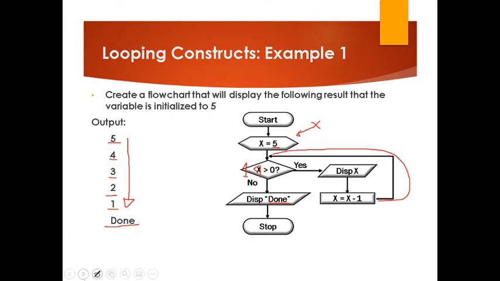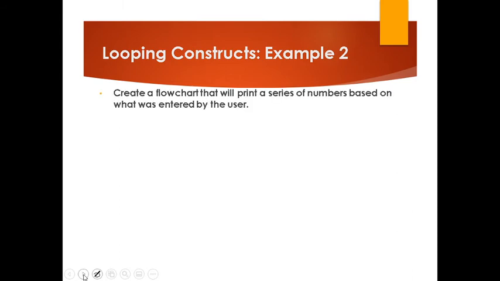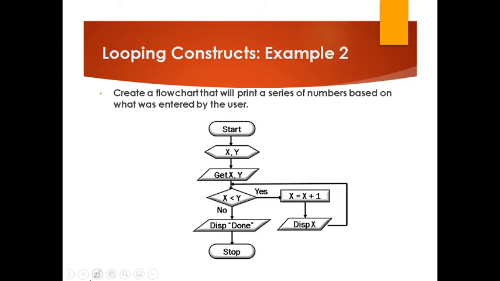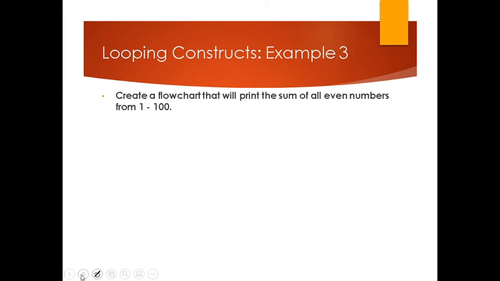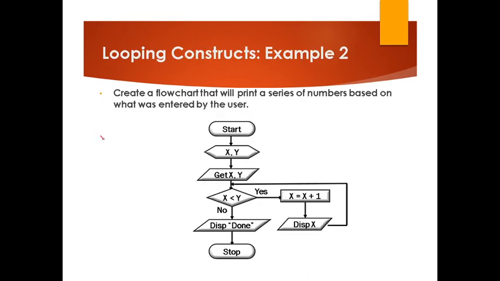Okay? Next example, para mas makasabot pa mo. Create a flowchart that will print a series of numbers based on what was entered by the user. So, magdepende siya kung unsay gi-enter sa user. So, for example, x here, mag-get x o get y man tano. But let's assume that the x inputted by the user is actually 4. Then the y inputted by the user is 6.